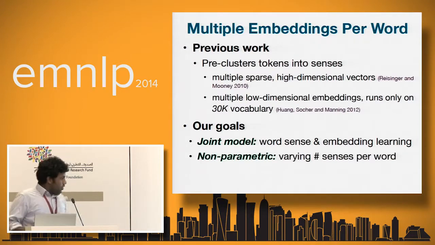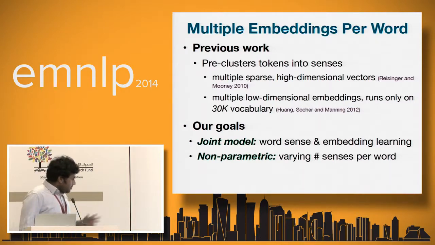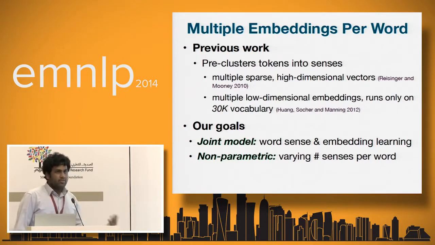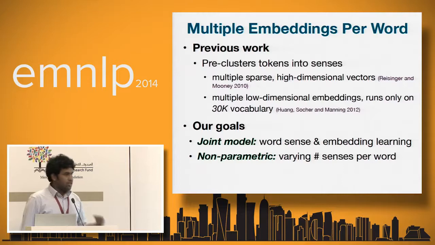The final goal is to learn a non-parametric model, where I capture a varying number of senses per word. In a lot of previous work, they assume that every word has K senses, which is not true. This is also different from previous work that was discussed in the first talk, where we do not assume we have a sense inventory or things like that. So it's completely unsupervised.